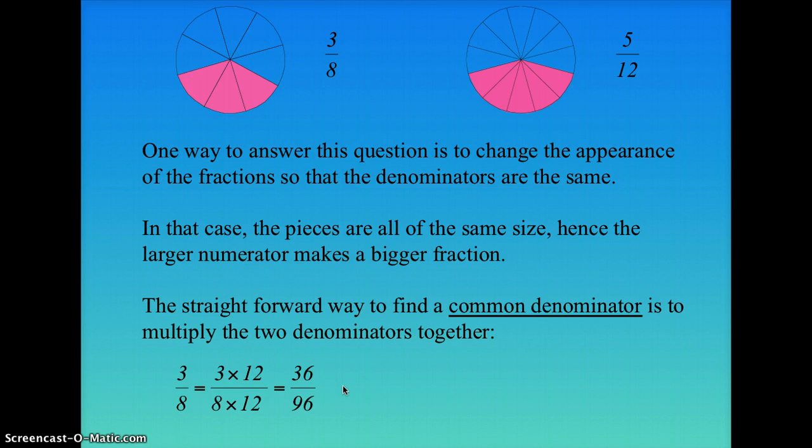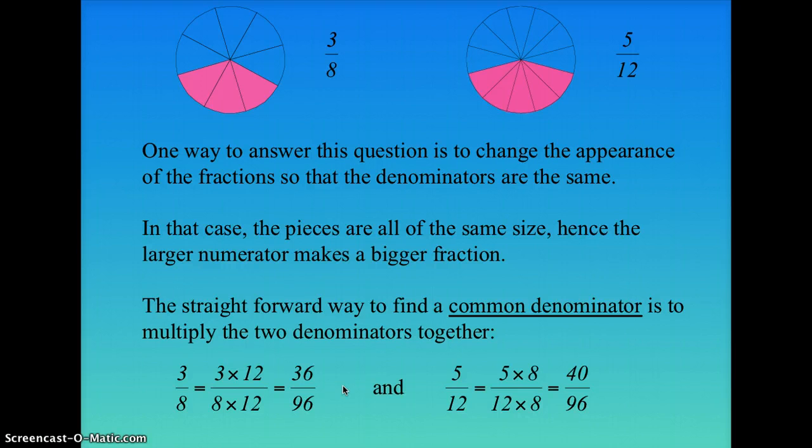So if I do 8 times 12, remember, whatever you do to the bottom, you have to do to the top. So 3 times 12 makes it 36 over 96. Then you've got 5/12, and you multiply the top and the bottom by 8, which also gives you 96, because 12 times 8 is 96, just as 8 times 12 is also 96.